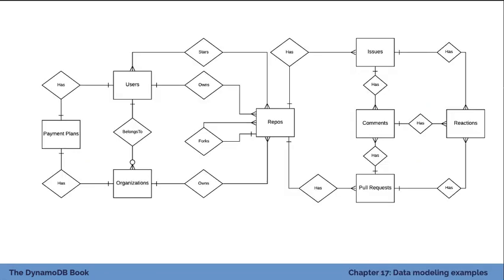So my ERDs usually look more like this. It just has the entities and their relationships, and the entities are shown as boxes. So you can see here, if you look on the left, we have users, payment plans, organizations. Those are all different boxes. And then those diamonds, those represent the relationship. So a user has a payment plan, organization has a payment plan, users belong to an organization, things like that. So that's what I'm mapping out there. I'm not so focused on the attributes.